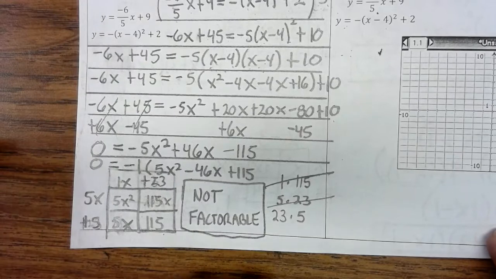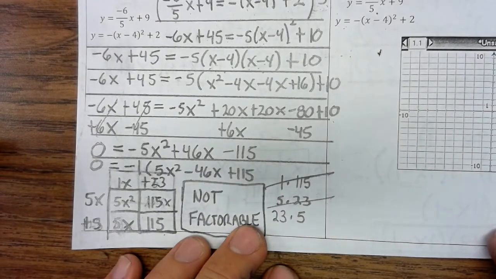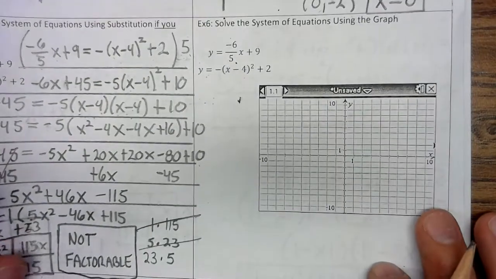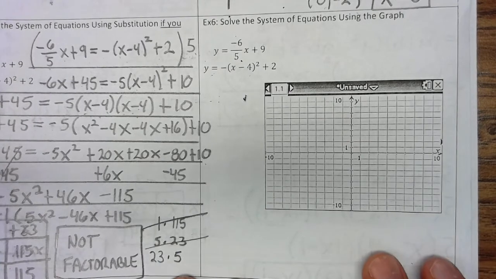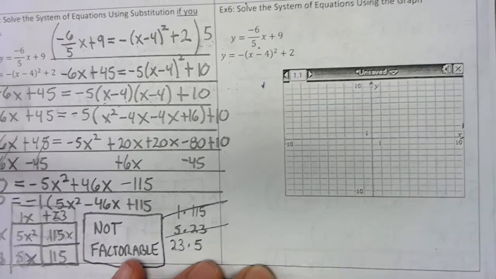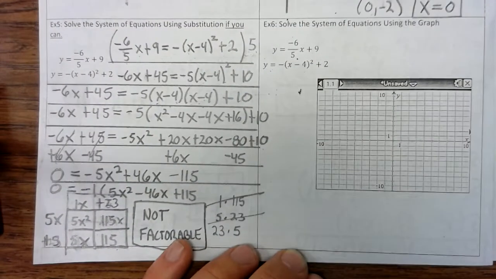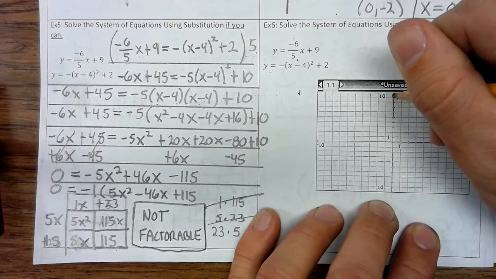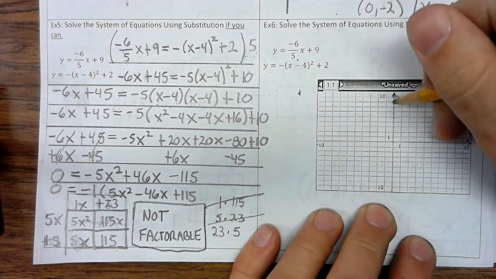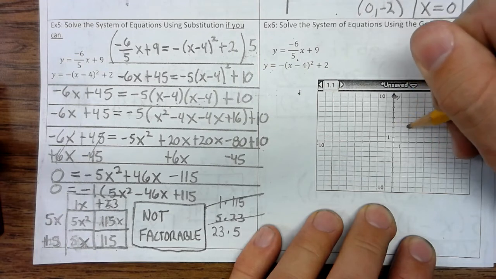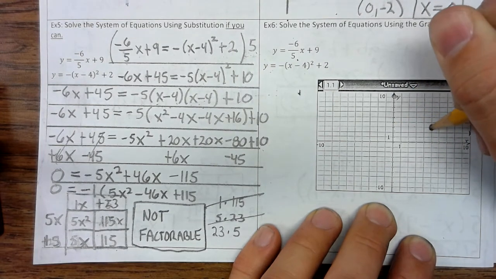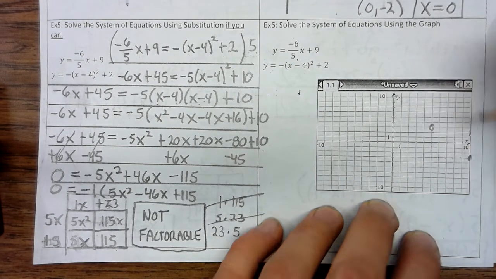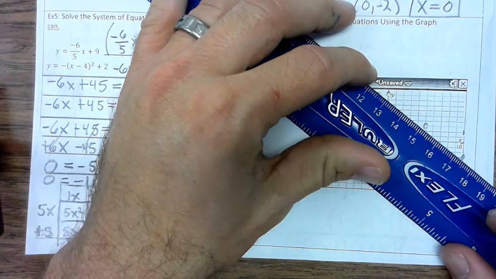So now we see what not factorable looks like solving algebraically or by substitution. Let's look at what it looks like graphically. Now we already know that example 5 has no solution. So let's take a look. Let me zoom out so you can see side by side. So we graph, we start at 9, then go down 6, to the right 5, down 6, to the right 5.